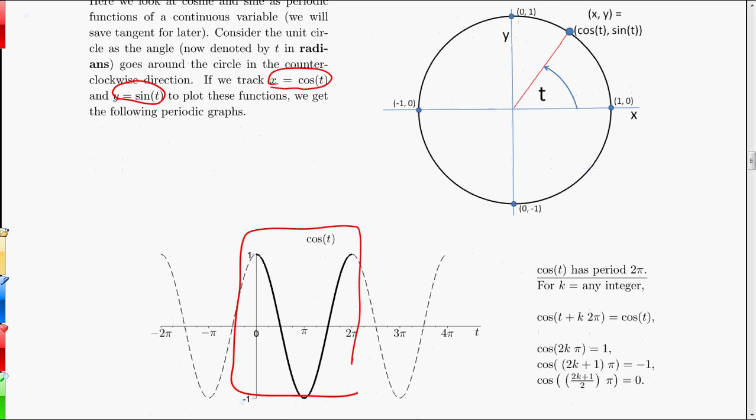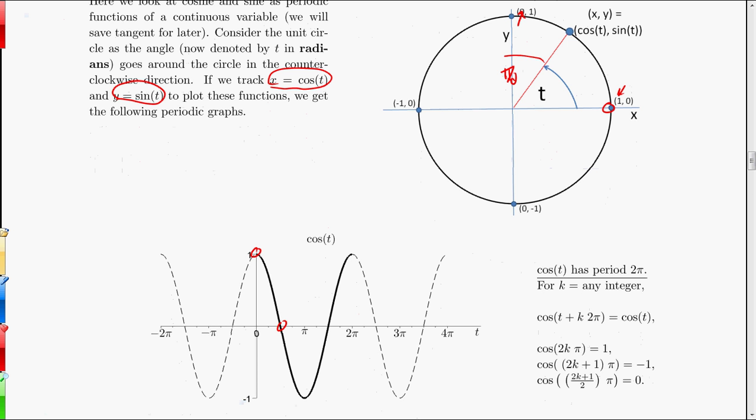Okay, so if you look at this, when t equals 0, that means I'm right here, and the cosine, which is just x, is going to be 1. So that starts me here. When I get up here to pi over 2, my cosine is going to be 0, right? That's just the x value. So that's this 0.